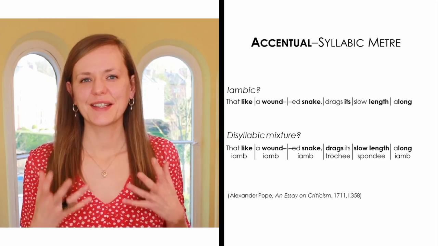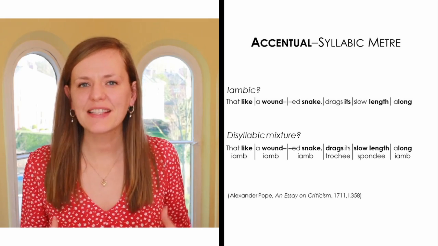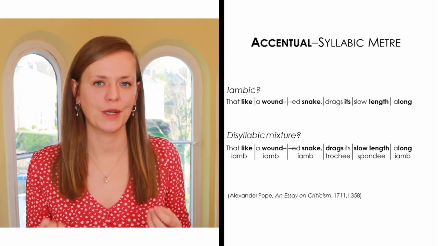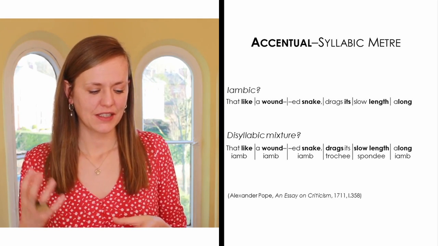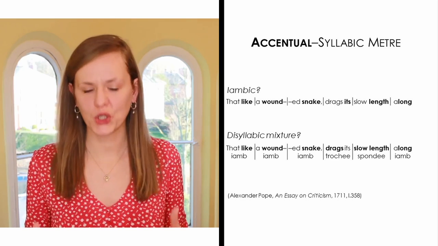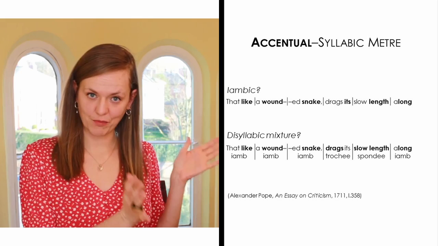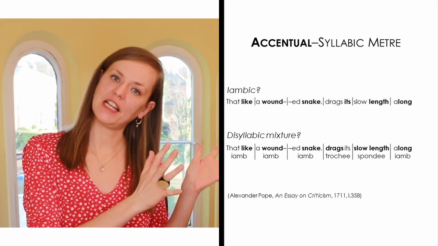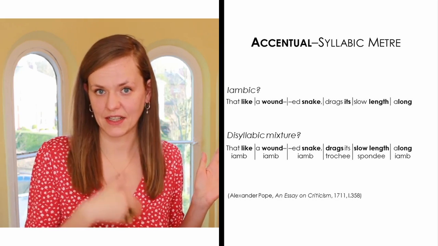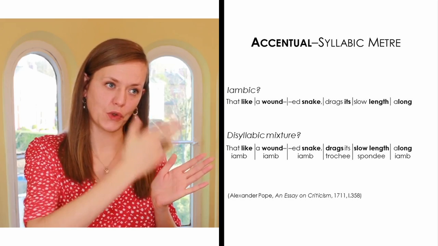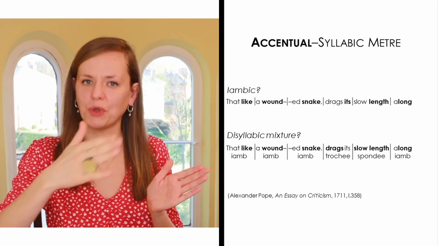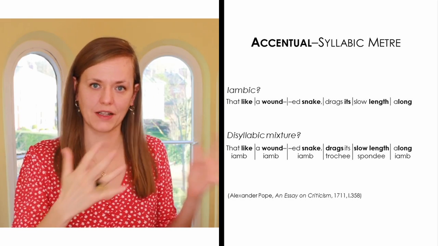So back to iambic. This line of Pope's is a metatextual joke about bad poetry. So a line of bad poetry is like a wounded snake. In the comparative parts, as I said, the simile at the beginning of the line, the rhythm I would say is iambic, so that you're kind of gearing up to what the simile is going to describe, the comparison it's going to make.